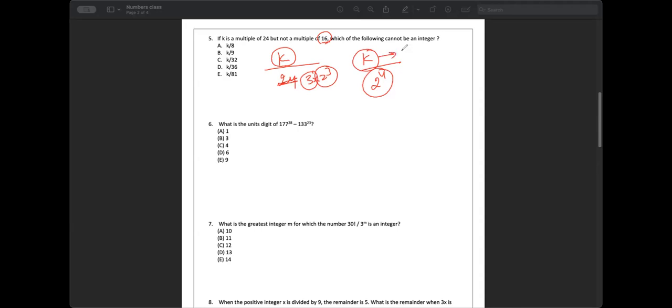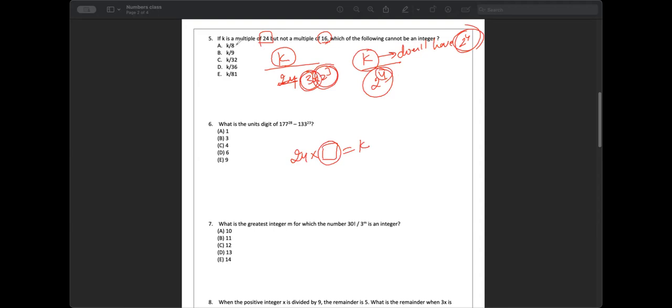That means K doesn't have 2 raised to power 4. It has 2 raised to power 3, but not 2 raised to power 4. But it can have 3, it can have other numbers as well, because it says it's a multiple of 24. It means 24 into something can be K. Getting my point, Abhilasha? The only restriction it has is in this part. After that, I didn't understand.